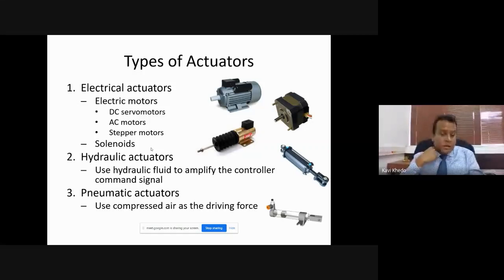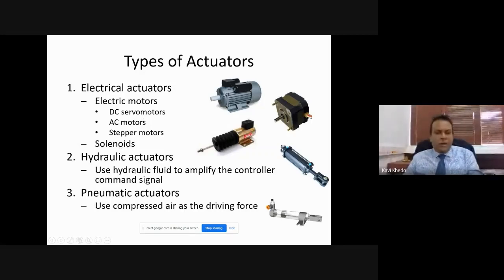Just a few seconds earlier we were discussing this. We have electrical actuators that move based on the electric power they are getting. We have servo motors, AC motors, stepper motors. I will explain the difference between stepper motors and servo motors in a few seconds. These are electric motors that turn at a particular speed, at a particular angle, because they have been given some electric power, or solenoids in terms of magnetic.